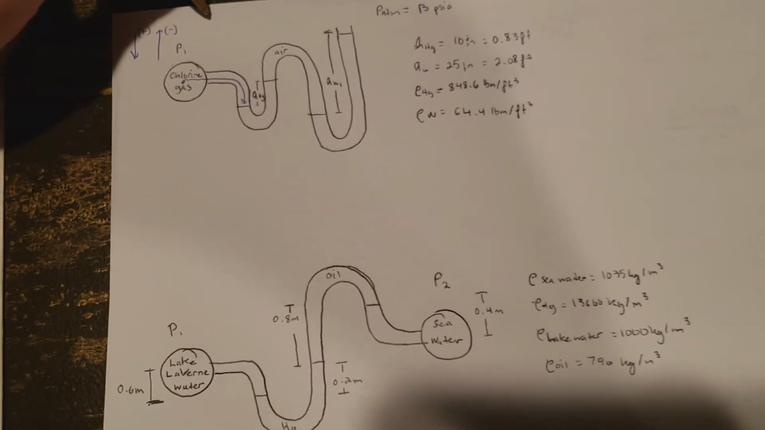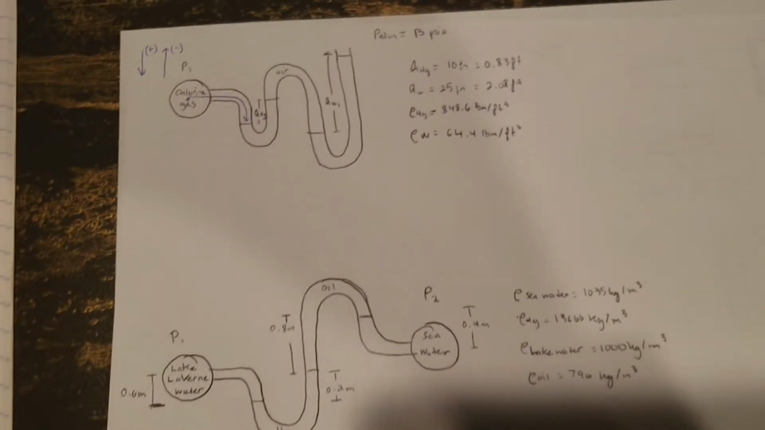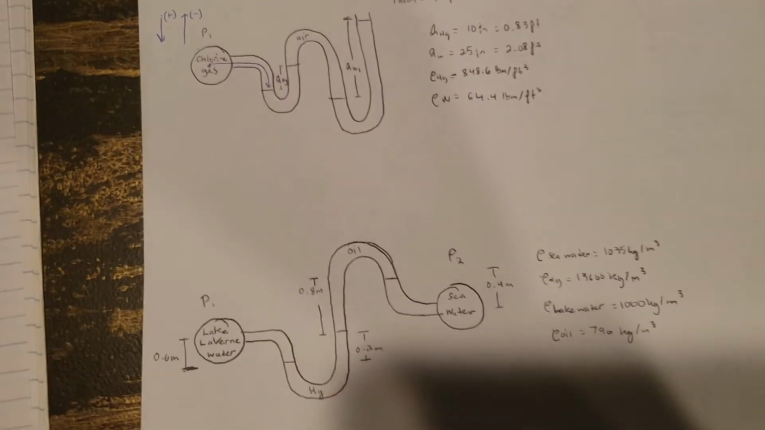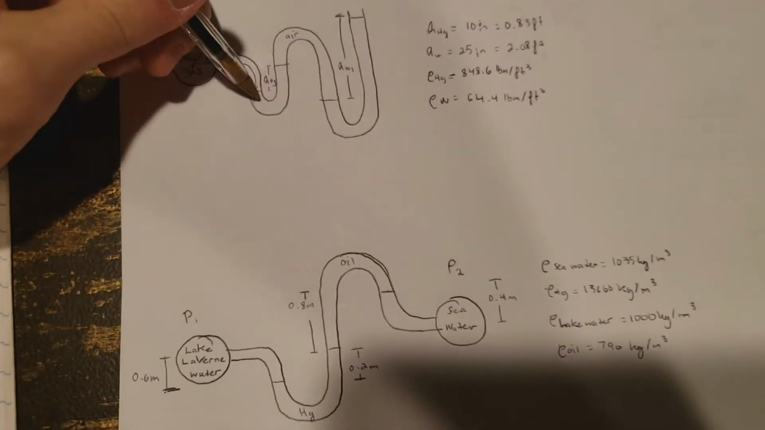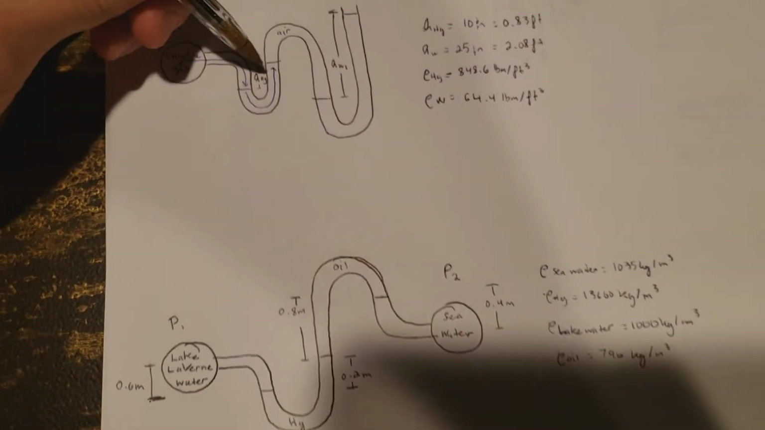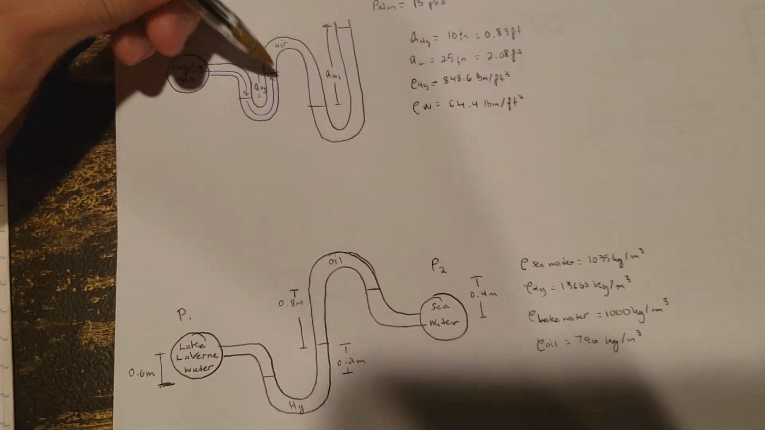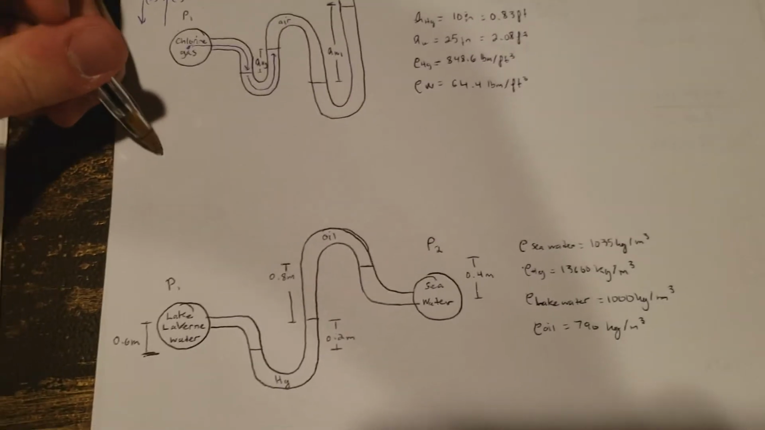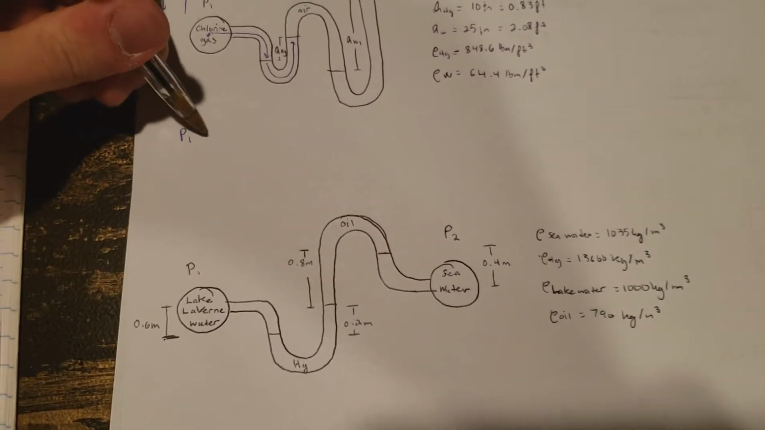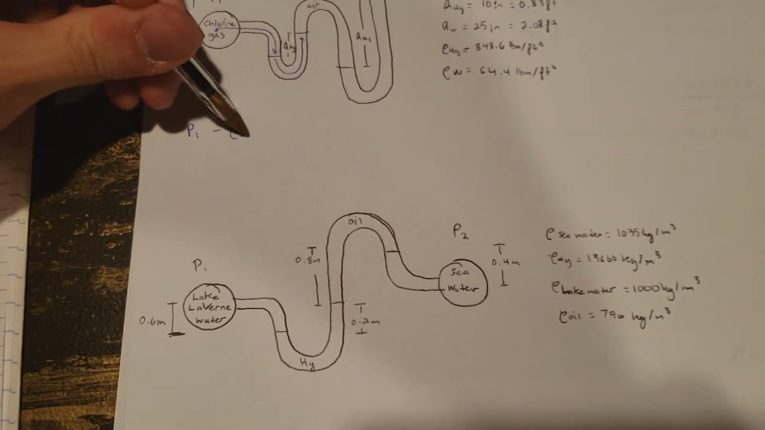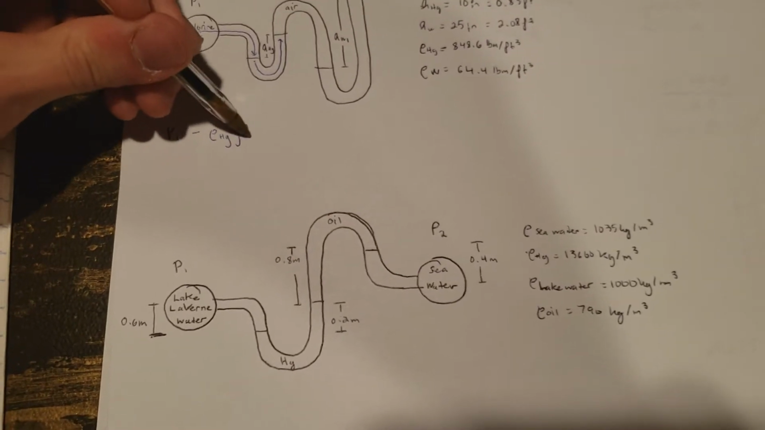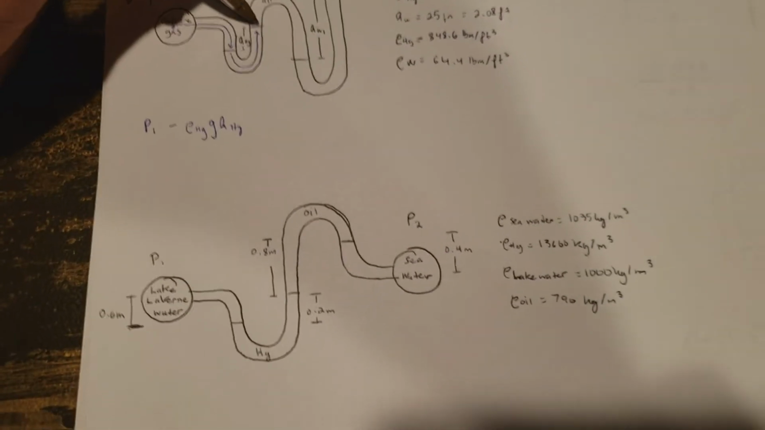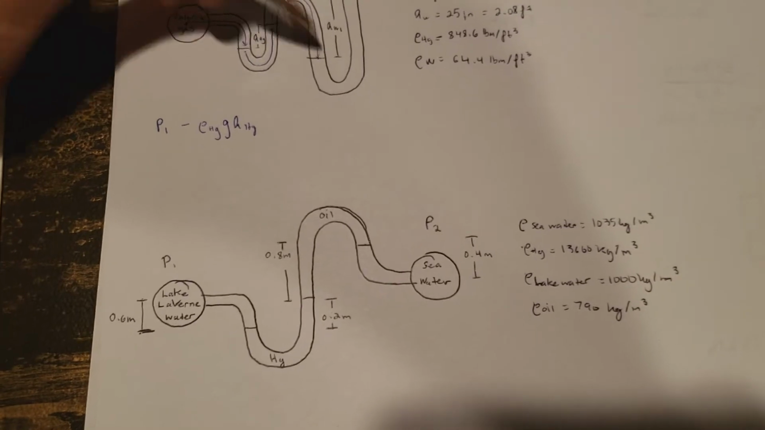So you do not count gases in your calculation. You only worry about liquids. So this is going up. Really, the rule is that if the majority of it is going up, then it would be negative. So we can set up pressure 1 minus the density of mercury times gravity times the height of mercury. So we can skip the air because that doesn't matter.